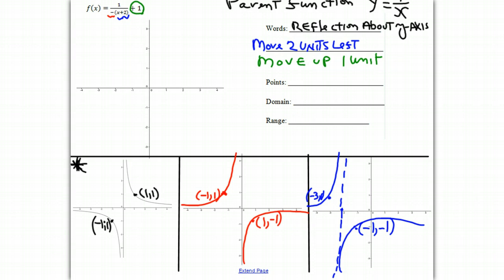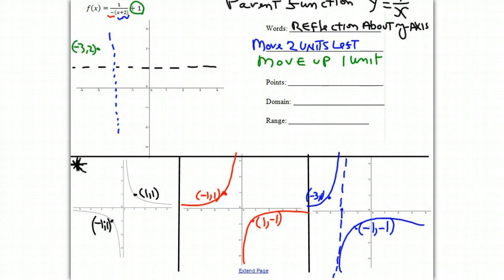Our last transformation is to move the whole graph up 1 unit. The easiest way to do that is to move the asymptotes over. Since the x-axis is an asymptote, we move it up 1. So we'll sketch in our asymptote. And remember, we also still have our asymptote at negative 2. That's still there. And since everything moved up 1 unit, we have to move those 2 points up 1 unit. So our point at negative 3, 1 now moves up to negative 3, 2. And that's right there.